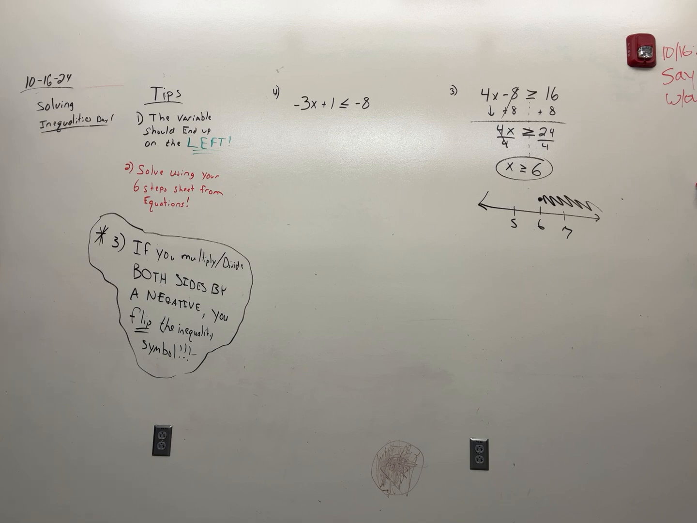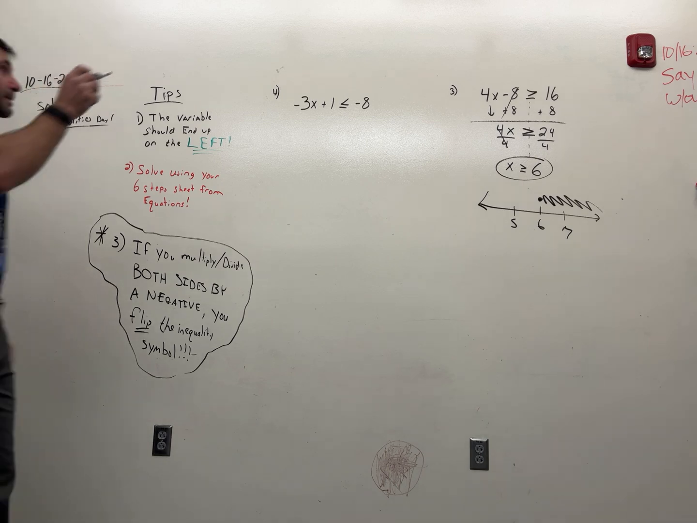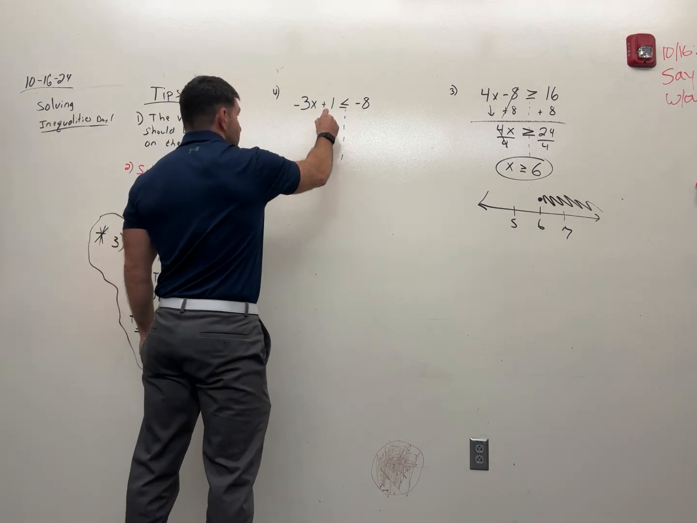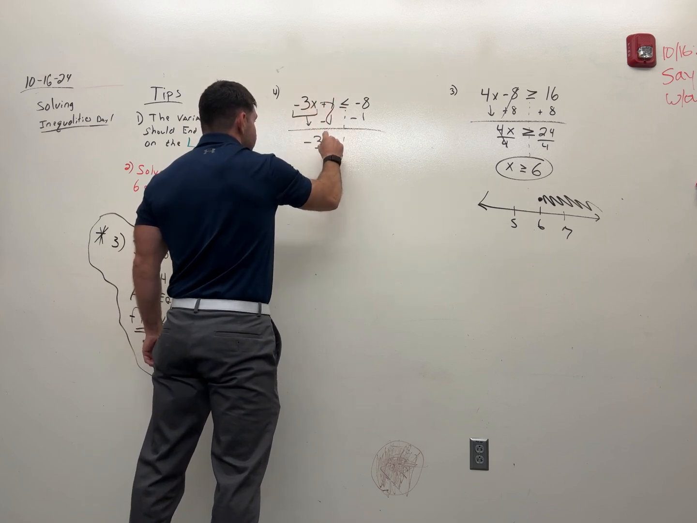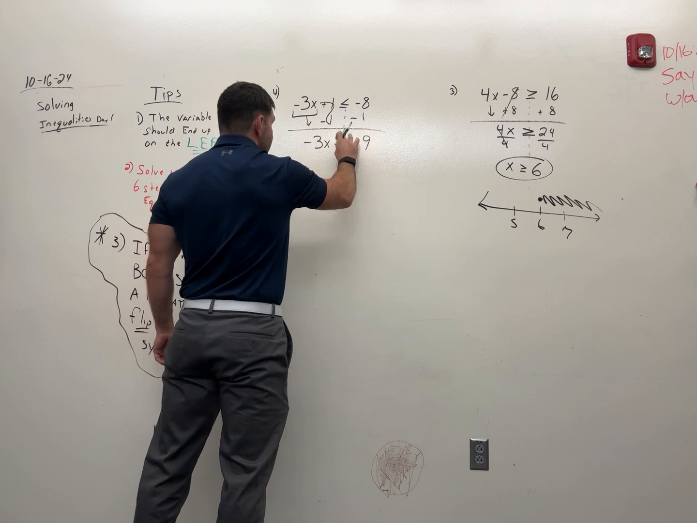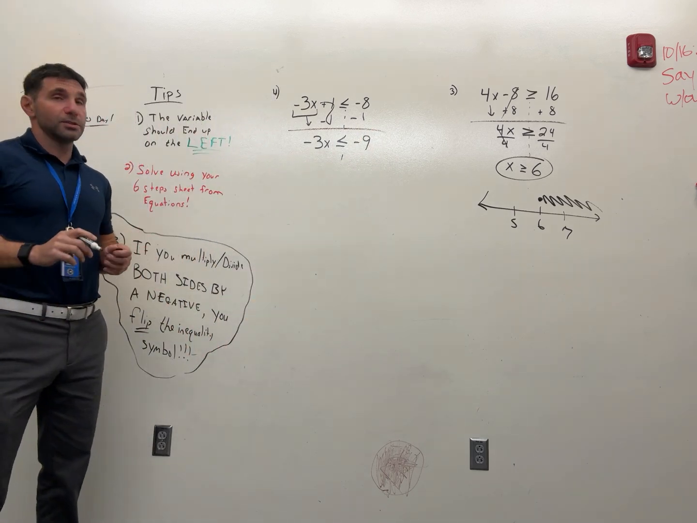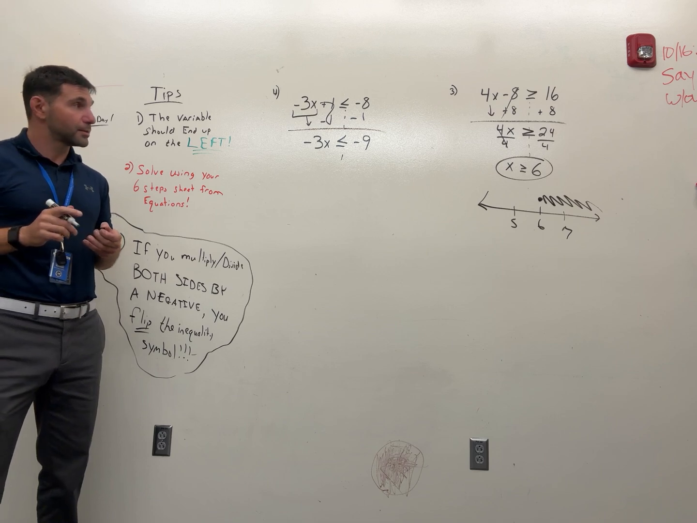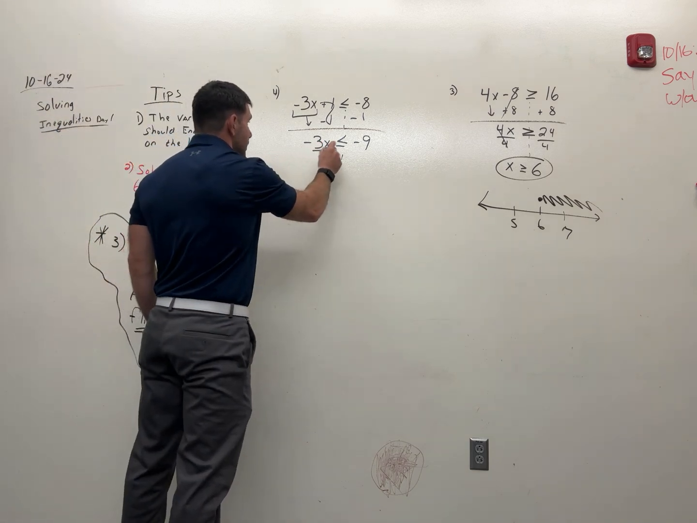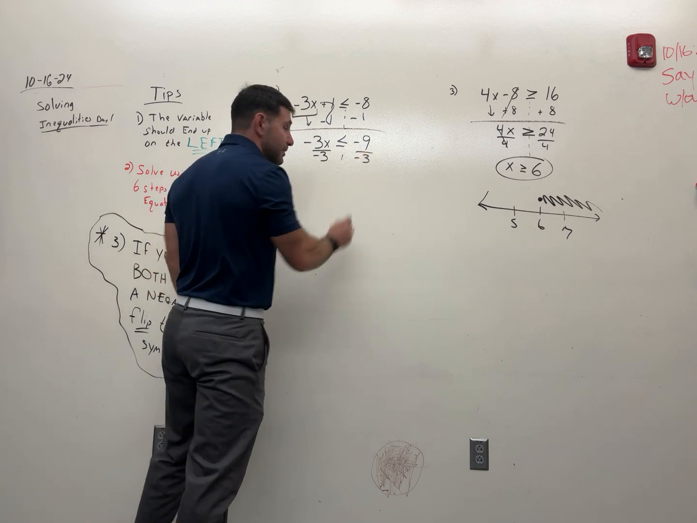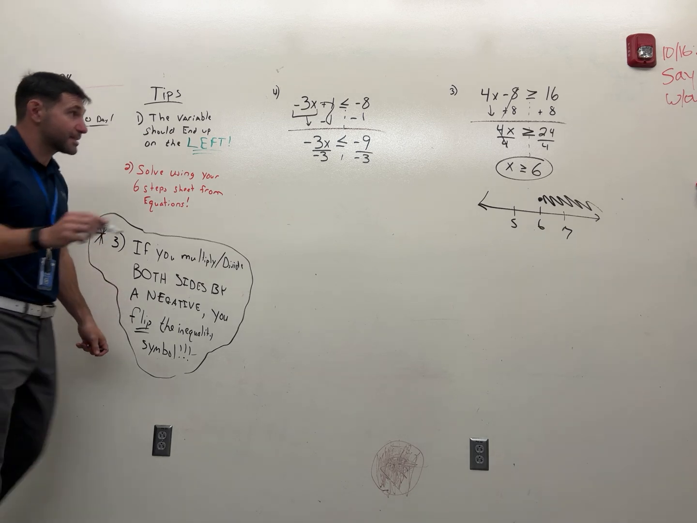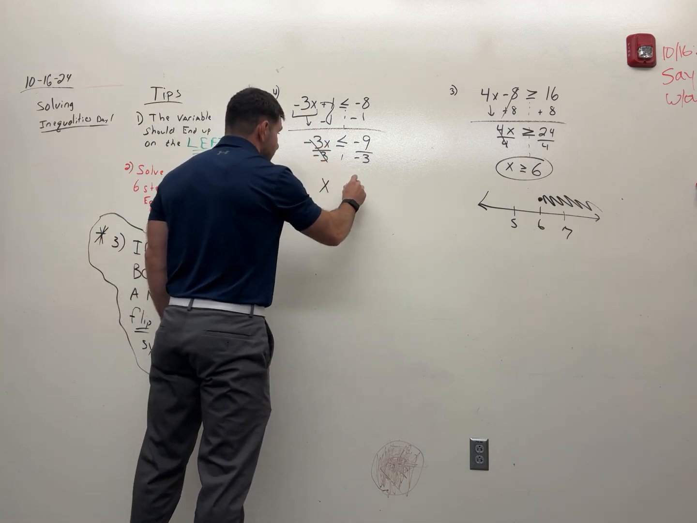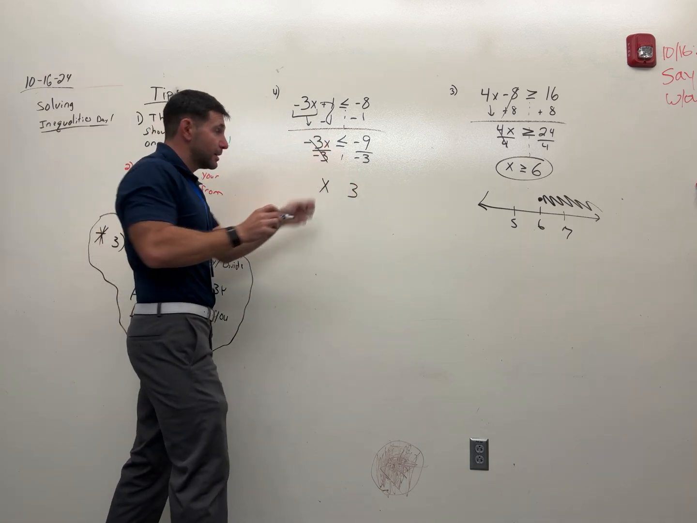Okay, so this one is only tricky because of one step. Find the balance point. We subtract 1 from both sides. That leaves me -3x is less than or equal to -9. What do I need to do? Divide. I'm dividing by -3 on both sides. When you multiply or divide by a negative on both sides, so that gives me x, that gives me 3, you have to flip this inequality.